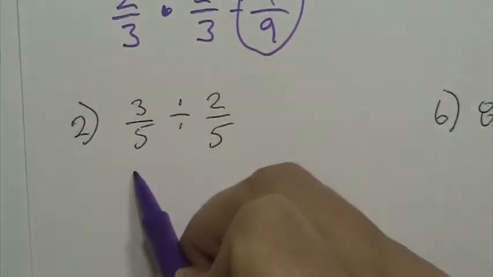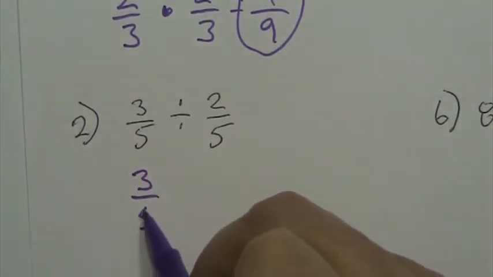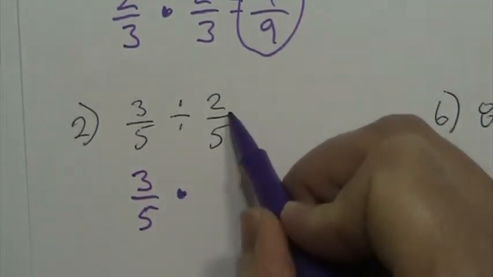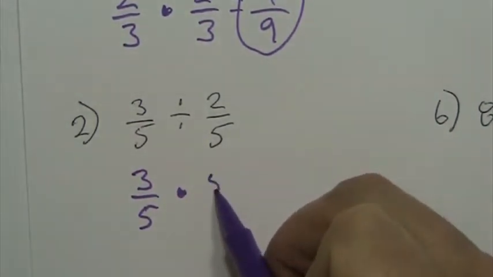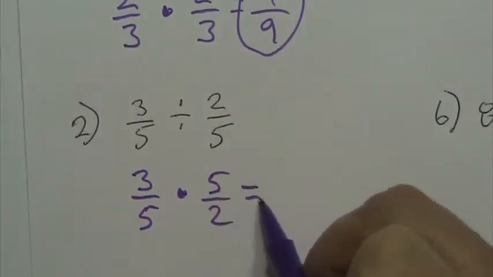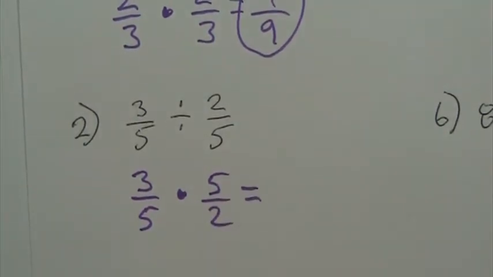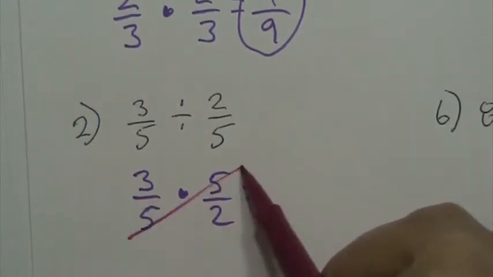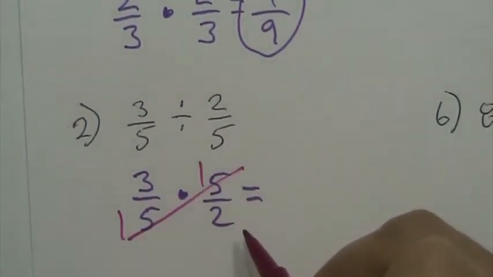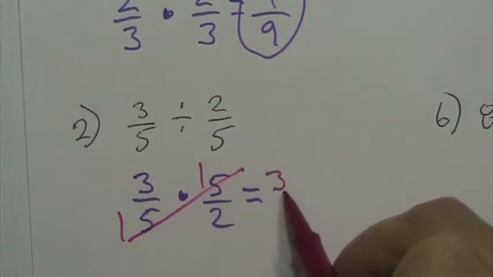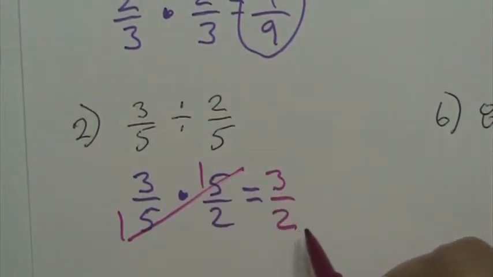Keep the first one. Multiply. Reciprocal. And I think that can be reduced. If you notice, 5s will reduce. 5 goes into each once. 3 times 1. 1 times 2.